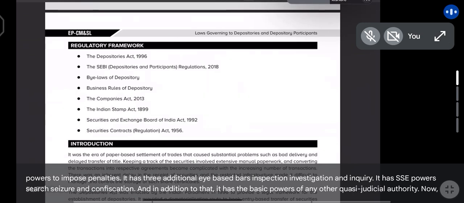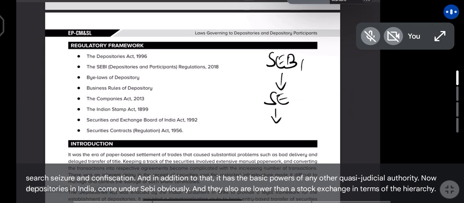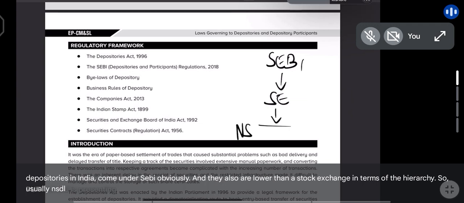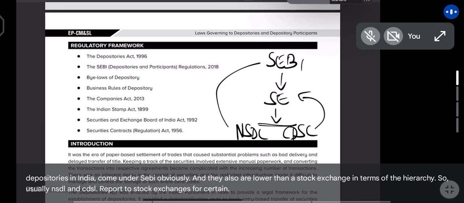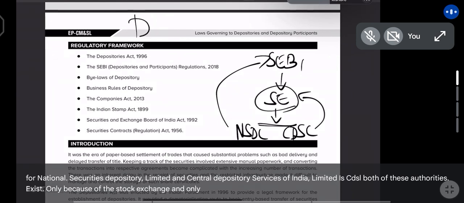Now, depositories in India come under SEBI, obviously, and they also are lower than a stock exchange in terms of the hierarchy. So usually NSDL and CDSL report to stock exchanges for certain compliances and SEBI for certain other compliances. NSDL stands for National Securities Depository Limited, and Central Depository Services of India Limited is CDSL. Both of these authorities exist only because of the stock exchange and only because of DMAT.